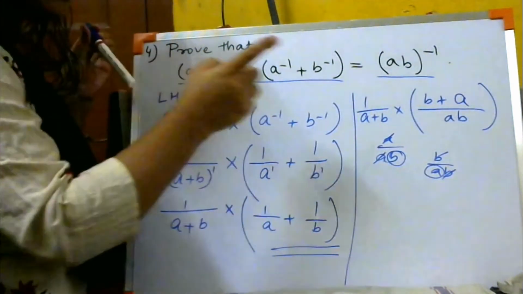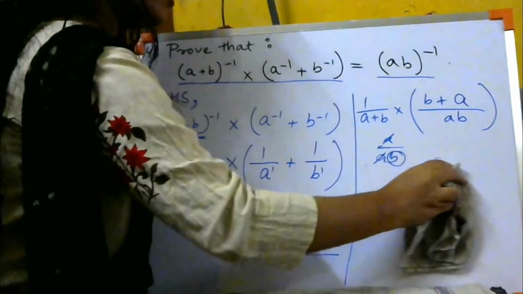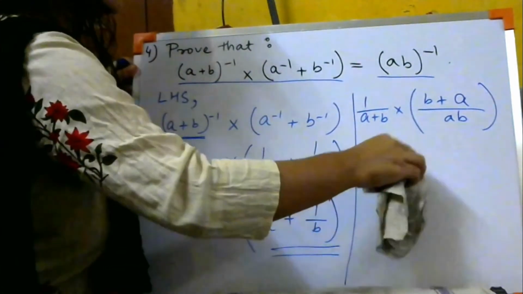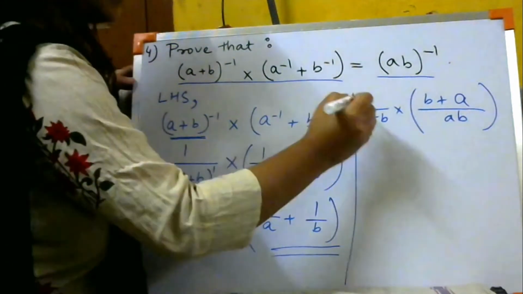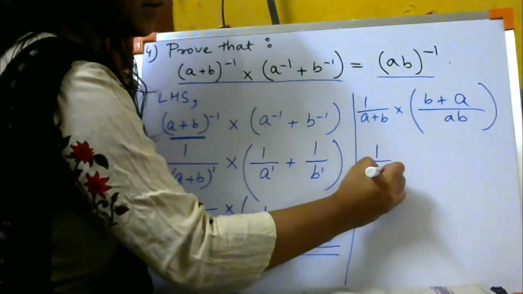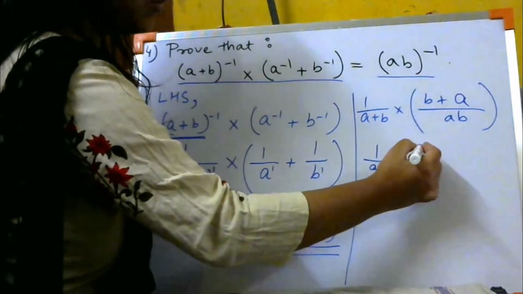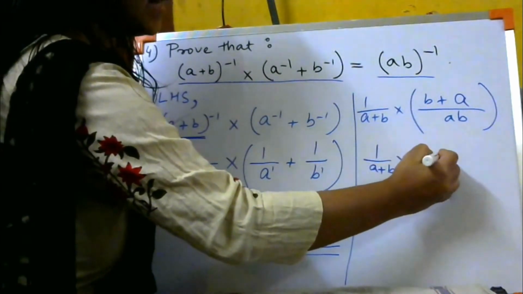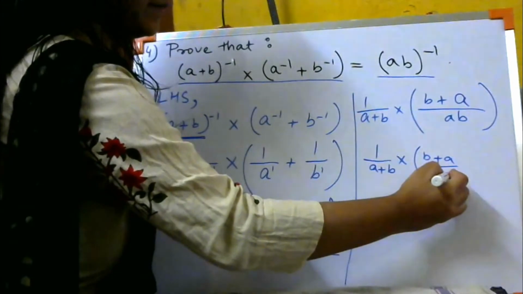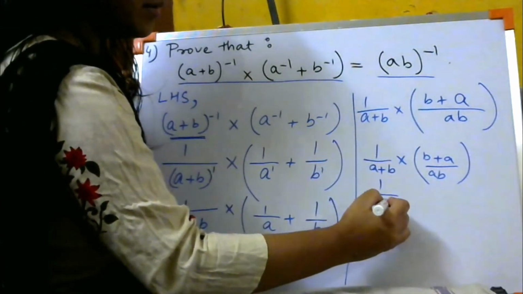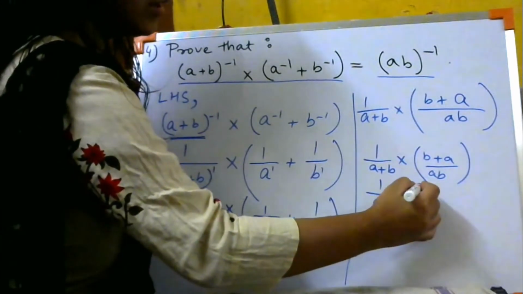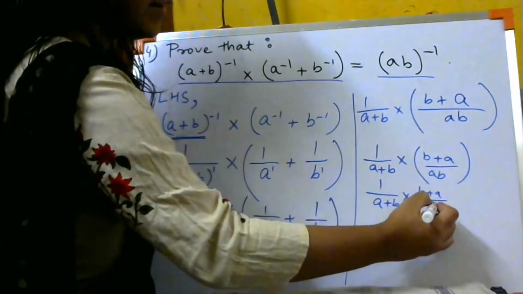समझ में आया? हम लोग क्यों वहाँ पे b और a बिठाए? क्यों a और b नहीं? अगर उल्टा लिखते हो, अगर यहाँ पे a plus b लिखते हो तो फिर that is wrong. That is absolutely wrong. Clear? So 1 by a plus b into over there what it is? b plus a divided by ab. Isn't it? So we can now open the bracket. 1 by a plus b into b plus a divided by ab.